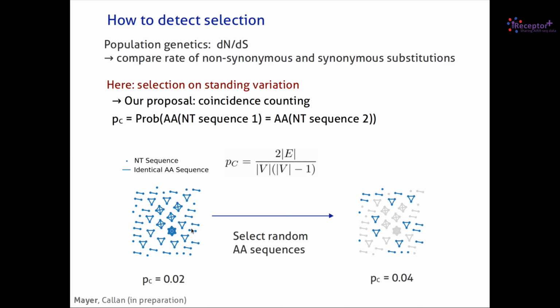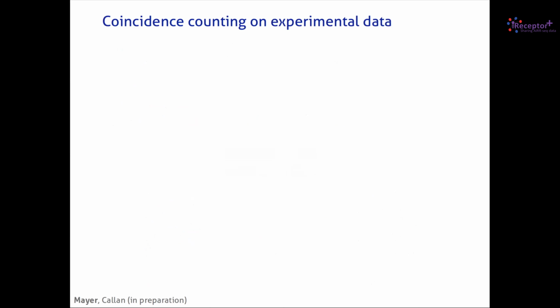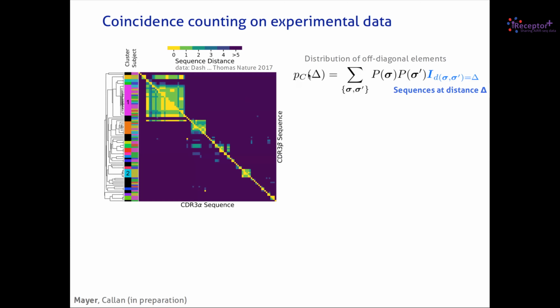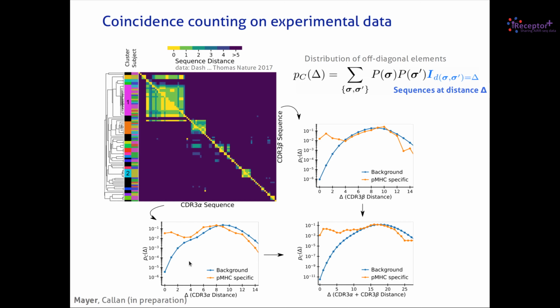And so now, how can we apply this coincidence counting framework to data? To do so, we can look again at this visualization that I already introduced earlier, which looks at all the pairwise distances between CDR3 alpha and CDR3 beta sequences. And we can slightly generalize the idea of coincidence counting to also look at near coincidences. We define a generalized probability of coincidence at a certain sequence distance delta as the probability that if I pick two random different nucleotide sequences from a sample, they're going to be at a certain edit distance. That corresponds to the distribution of the off-diagonal elements of this matrix. And we can do this both for the CDR3 beta sequence and the CDR3 alpha sequence, or for the paired distance from both sequences together.